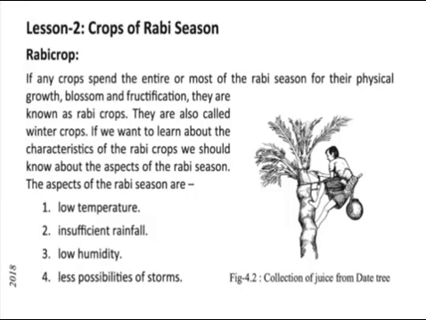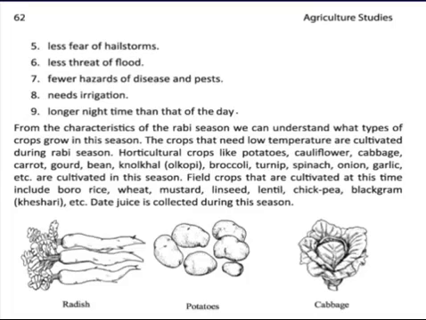One, low temperature. There is no hot temperature in the season, and rainfall is insufficient. Especially in the winter season, there is no rainfall. Two, low humidity. Humidity means the moisture in the atmosphere. Three, less possibility of storms. In the winter season, there is no possibility of storms or rain. Four, less fear of hailstorm. Hailstorm means storms of heavy hail, thunderstorms. Five, less rate of flood. That means in the winter season, there is no chance of rain, which is why there is no threat of flood.